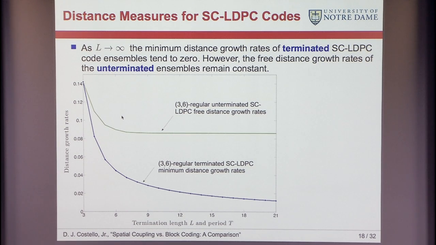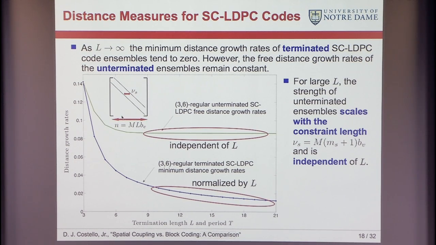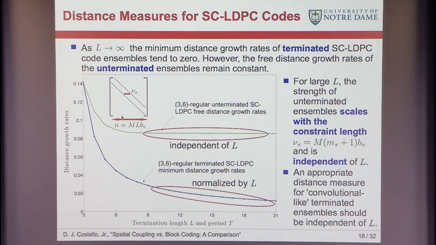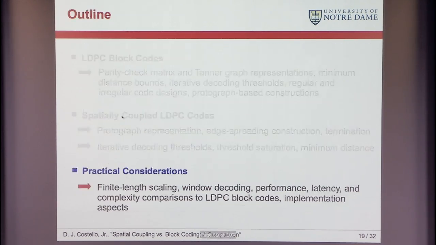And these are convolutional type codes, so it's more the free distance of the underlying unterminated convolutional code that I think is relevant. We don't have any firm results on this, but we do have bounds on the free distance, and the free distance to constraint length ratio does not depend on L and stays constant. It's reasonable to say that an appropriate distance measure for these convolutional-like ensembles should be independent of L, unlike the minimum distance ones, which are getting worse as L gets larger. So this is something we want to investigate further.